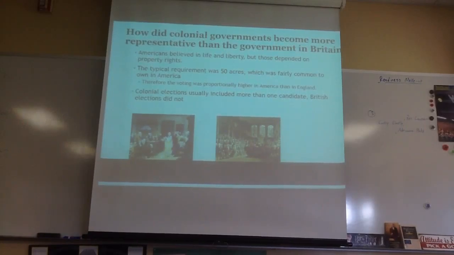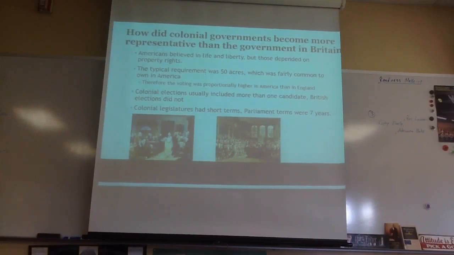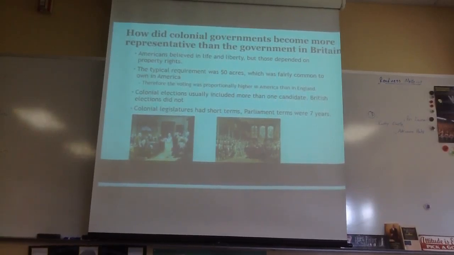Colonial elections usually included more than one candidate. British elections did not. So that's another way that you had more rights in the American colonies, and colonial legislatures had short terms, whereas Parliament in the House of Commons was a 7-year term. That's a long time to represent citizens, and maybe you could become distant from your constituents, from the people you're representing. So therefore, colonial legislatures a lot of times only had maybe a 2-year term. In some instances, they only had a 1-year term, so you didn't have a lot of time to get things accomplished in this colonial legislative system.